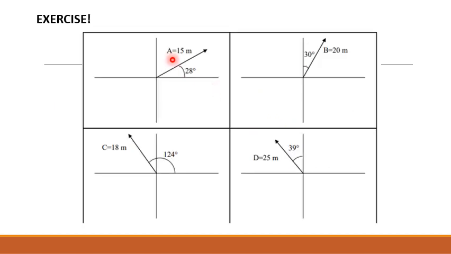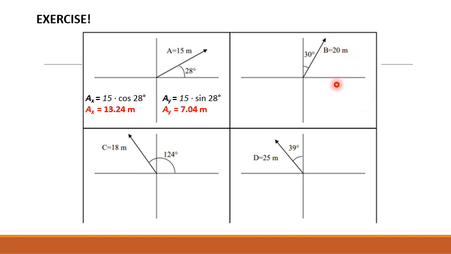Let's say in this part for vector A, it's 28 degrees from the x-axis. To get the x component, just multiply 15 with cosine 28. The result is 13.24 meters. To get the y component, that's 15 multiplied by the sine of 28, that's 7.04 meters.